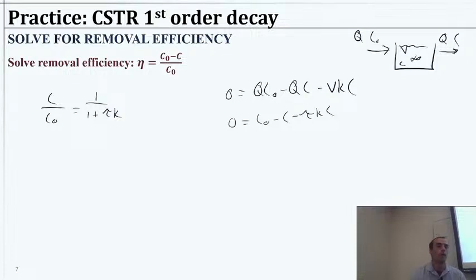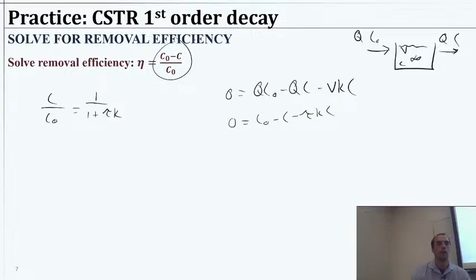Yeah, I'm looking for something in terms of tau and k for sure. Yeah, we don't have numbers for this one. Anybody else? I just started from the definition of the efficiency. And so what did you put in there?